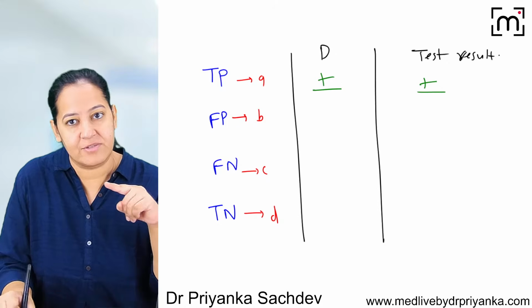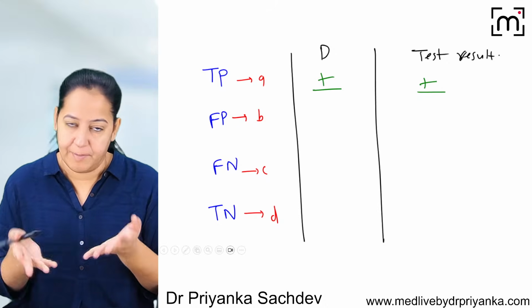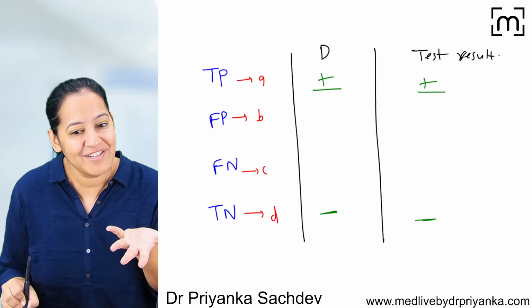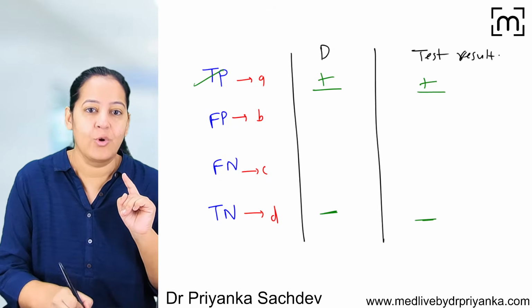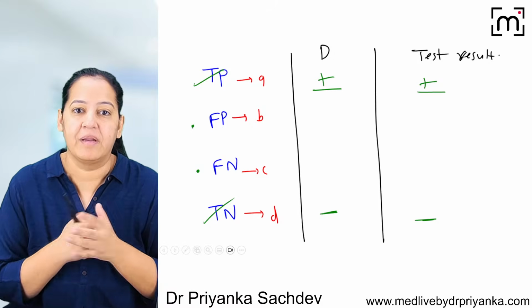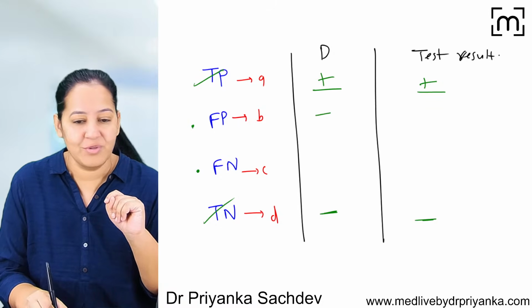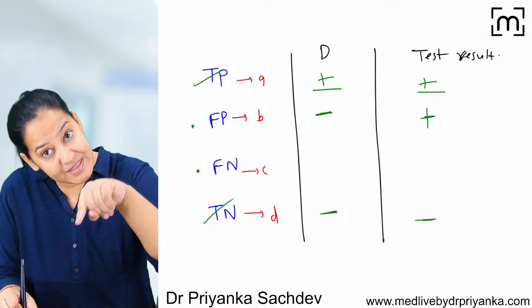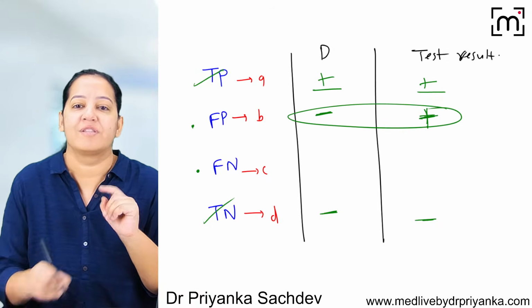They have the disease and the test result is also positive. We want that only. The person who has the disease, the result should be positive. Here the person doesn't have the disease, so the result is negative. We want that. So this category is good. This category is good. But these two are the unlucky group of people. Here in false positive, they don't have the disease, but the test result should be negative and by mistake the test result is positive. That's why it's false positive.